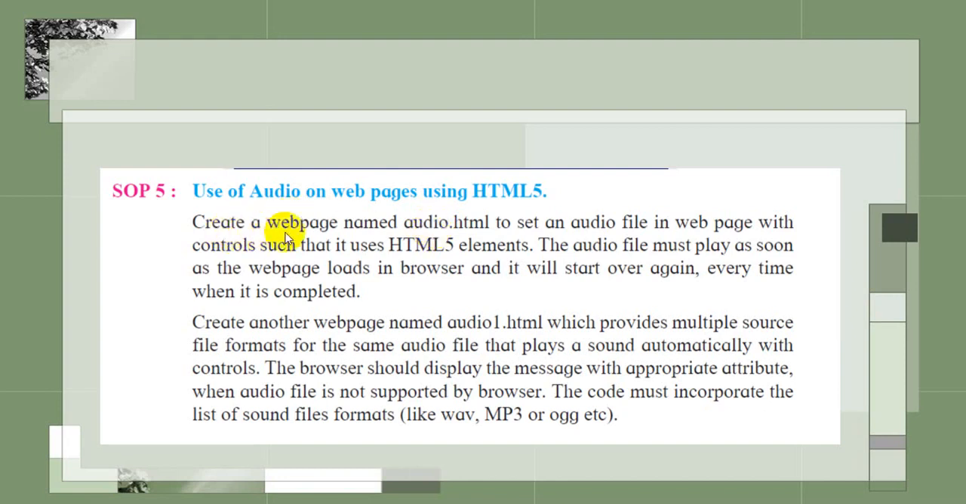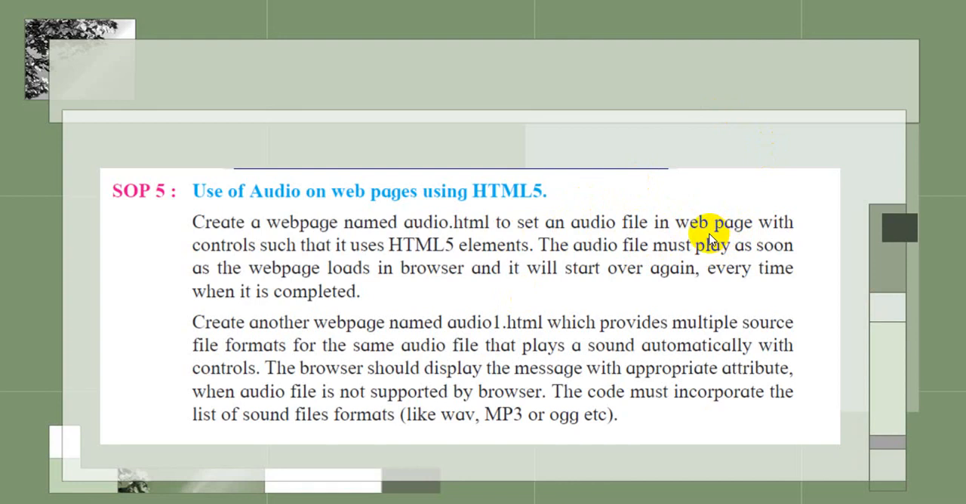So the question is that you have to create a simple HTML page, and the name of that HTML page will be audio.html. Then read: set an audio file in your web page with controls. See, with controls you have to write. It means you have to use the controls attribute of the audio tag. What it is saying is that you have to create an HTML page, and in that HTML page you have to insert, add or set an audio file, and the audio file must have controls.